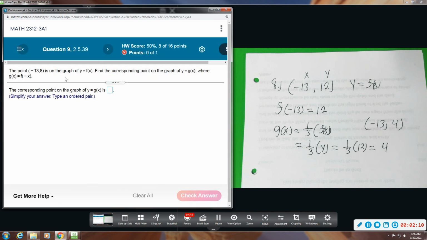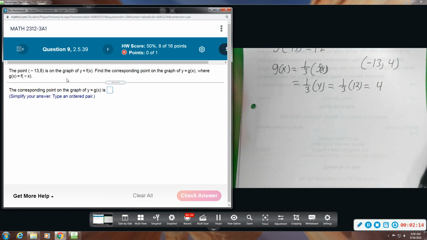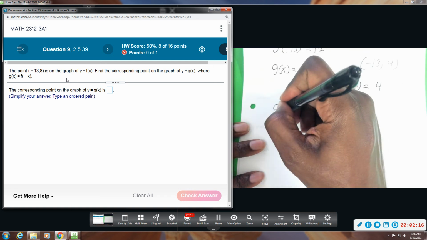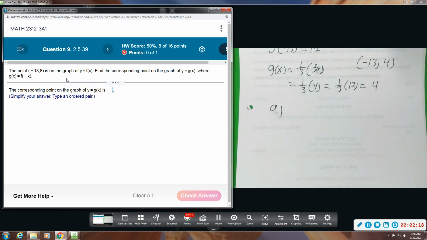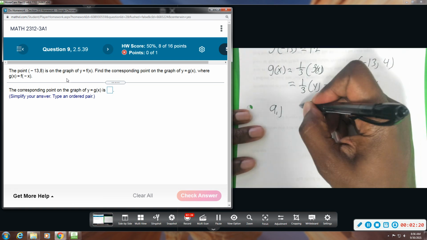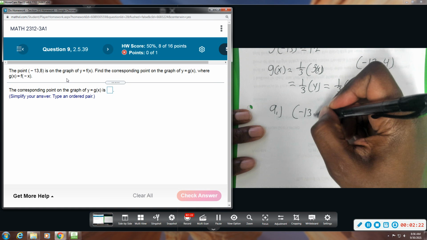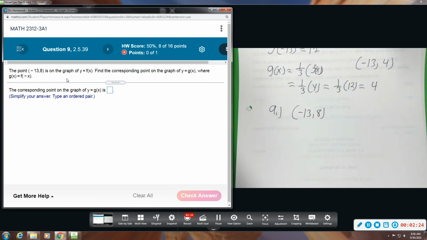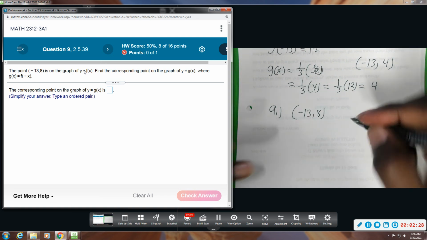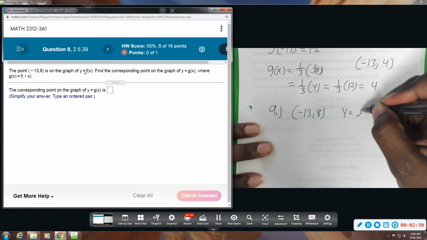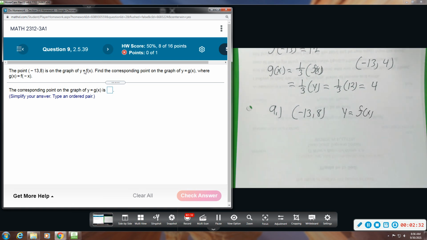All right, so number 9 is something similar. So again, using the rules of transformations, we want to figure out the new corresponding point. So we have the point (-13, 8). Okay, and then we're told that y equals f of x. So you can put all that together. And we want to find the corresponding point y equals g of x if g of x equals negative f of x.